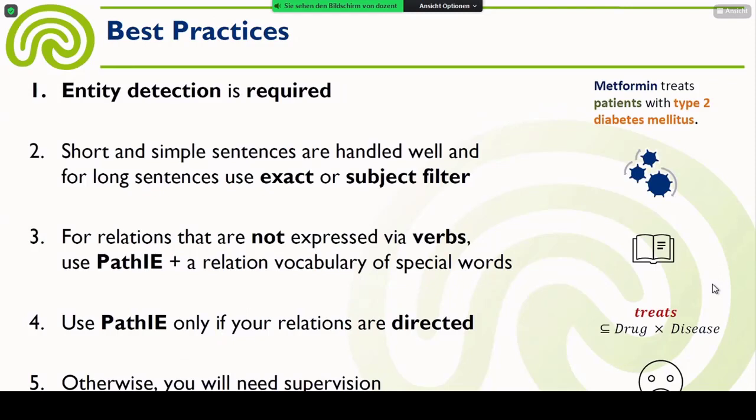What should you do? You need entity detection. If you do not have entity detection, this is not the paper you're looking for. If you have short and simple sentences, they work really well. If you have long sentences, use only the exact and the subject filter. The other filters are not good. If your relations are not expressed via verb phrases, consider Partha-E. But if the relations are not directed, then you will probably need supervision.